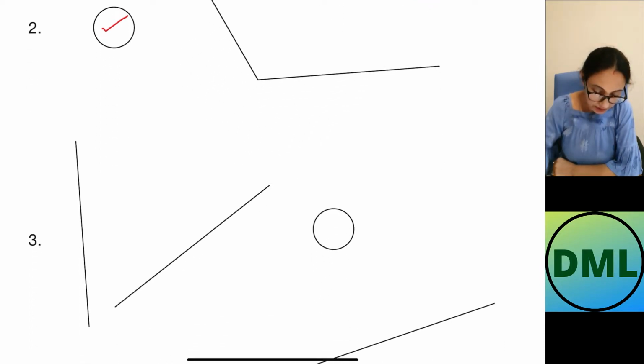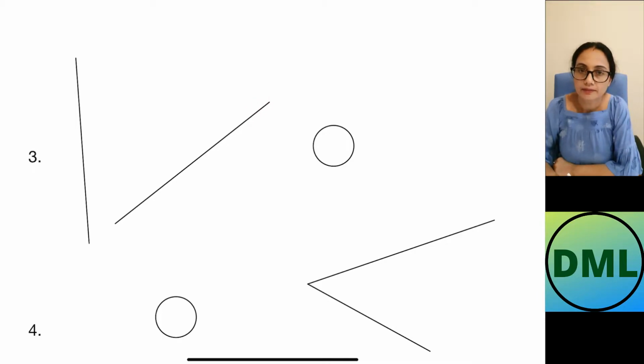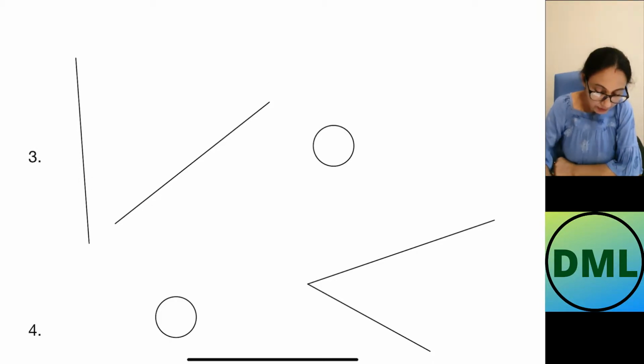Let's see the third question here. This is our first line, this is our second line. Are they making an angle? No, right? Because they are separate lines. There is no common point in between these two lines. So that means they are not making an angle. Let's put the cross here.